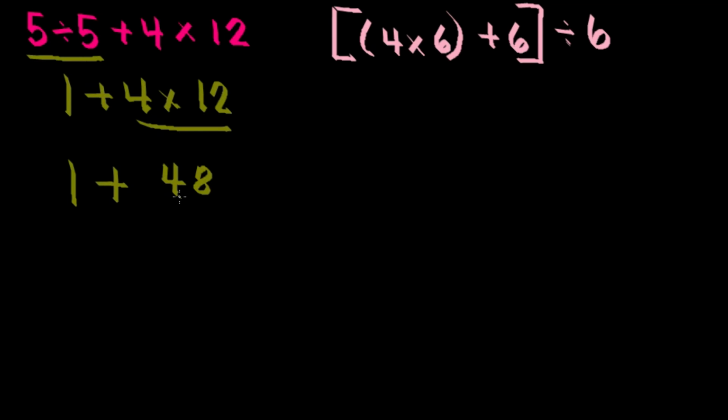Next, well, we have one single operation left. We have an addition. So we go ahead and solve. 1 plus 48 equals 49. And this is our final answer. Our expression has been evaluated.